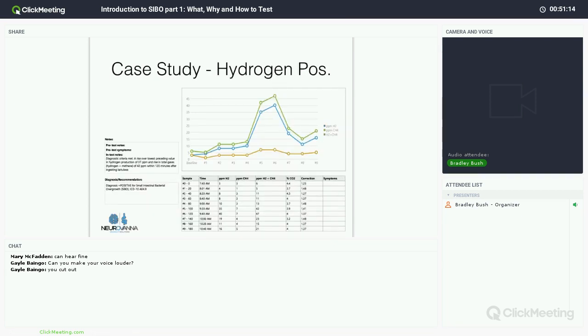And for interpretation, it's very important to know. So what does that look like? Well, here's a classic example of someone who's hydrogen positive SIBO.